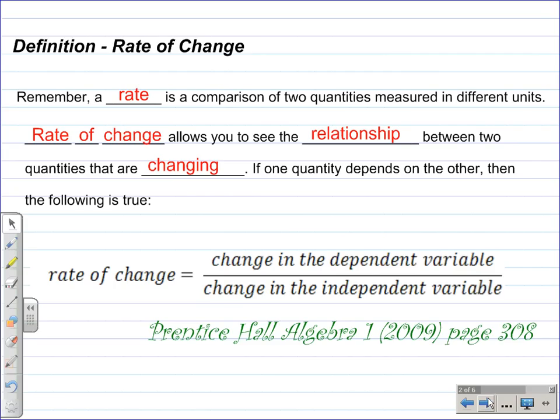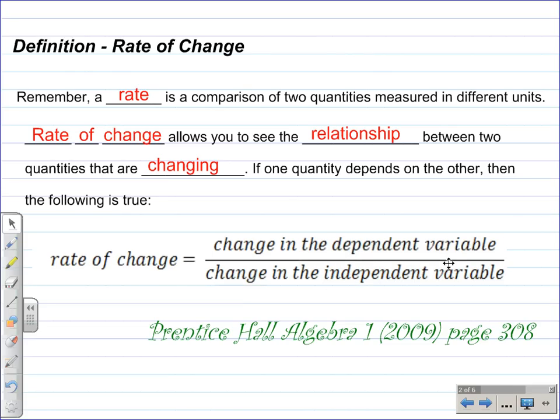Definition, rate of change. Remember, a rate is a comparison of two quantities measured in different units. Rate of change allows you to see the relationship between two quantities that are changing. If one quantity depends on the other, then the following is true: rate of change is equal to the change in the dependent variable over the change in the independent variable. That's this ratio right here.